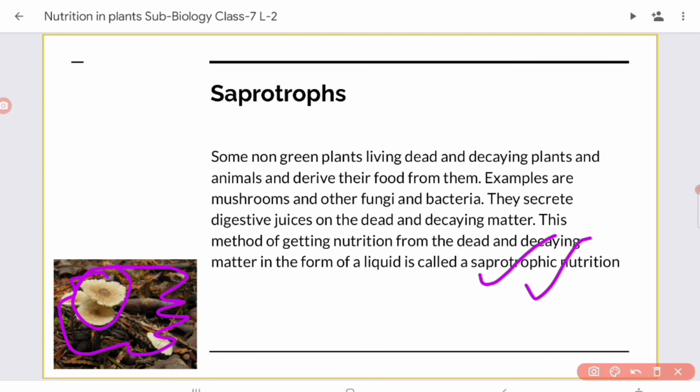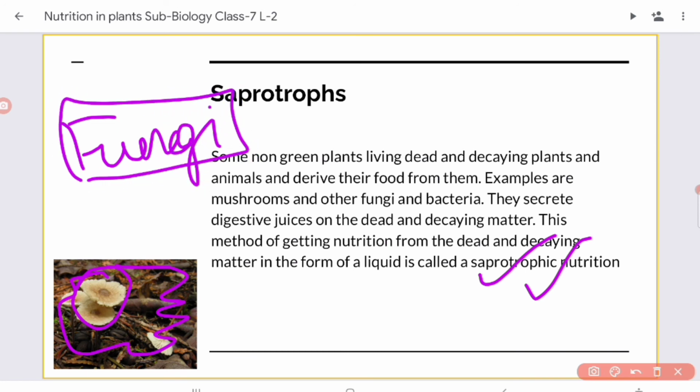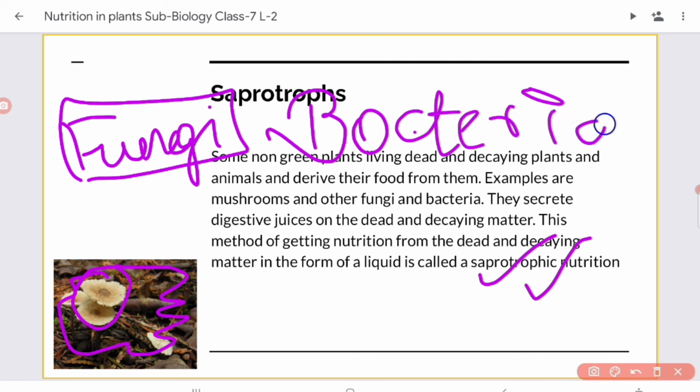Some examples are fungi. You know fungi, something that lives on bread. If you keep the bread wet for 2-3 days, it will grow on it because it is dead and decaying matter. So fungi and bacteria are all types of saprotroph.